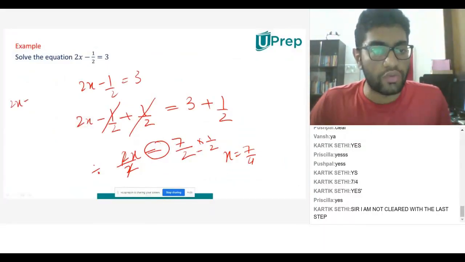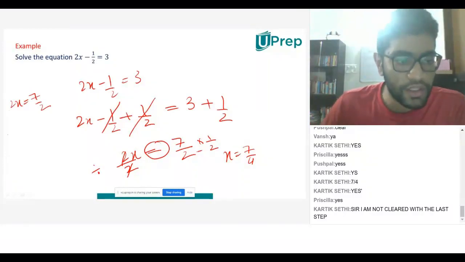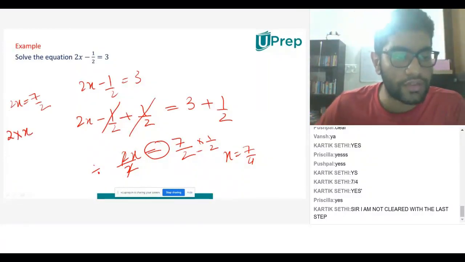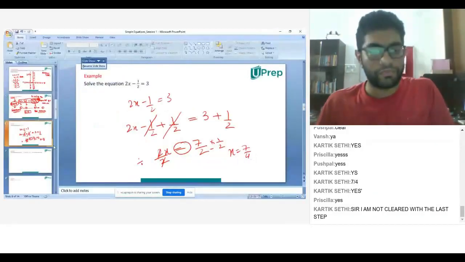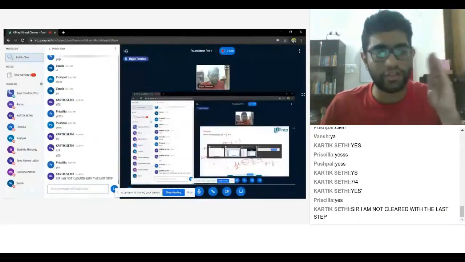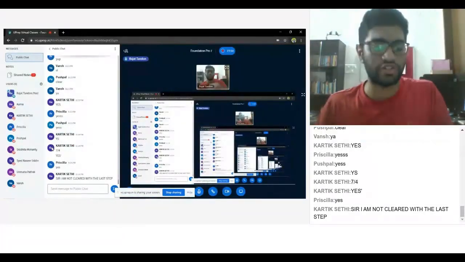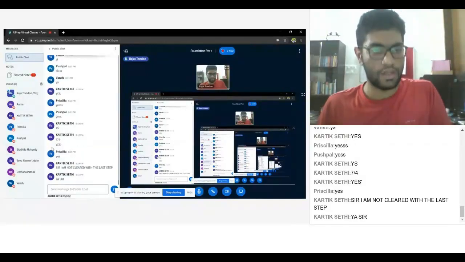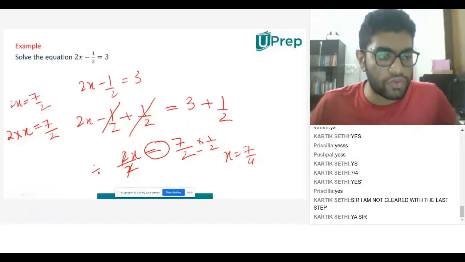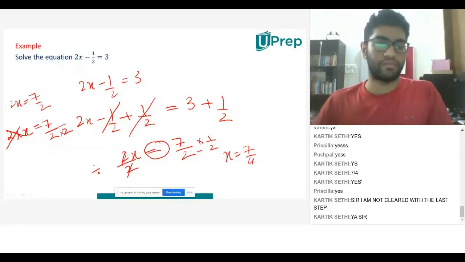2x equal to 7 by 2. What do we do here? This is basically 2 into x is equal to 7 divided by 2. Karthik, this is only for you. If multiplication goes to the other side, the operation becomes division, right? So if I have to remove 2 from here, I have to put a 2 over here. It has to divide. Am I right?